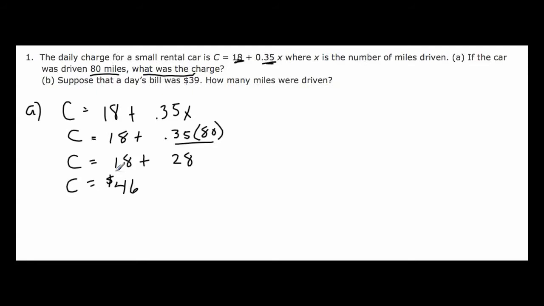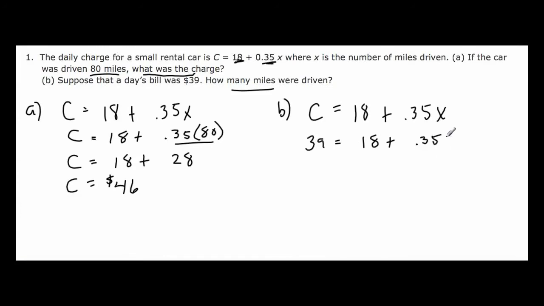B, suppose that a day's bill was $39. How many miles are driven? So again, we start with the formula. Cost equals $18 up front plus 35 cents for every mile driven. In this case, they're asking for how many miles. So that's the X. So we have to know C, and it says that the bill was 39. So this time 39 goes there. 39 equals 18 plus 0.35x, and we have to solve for x.